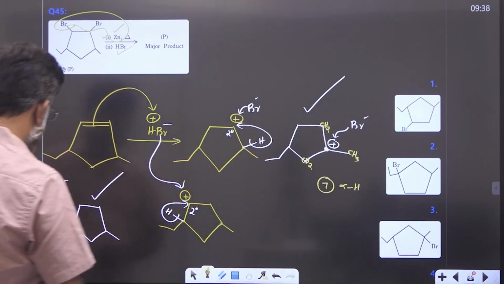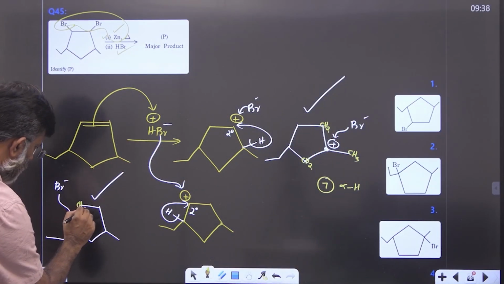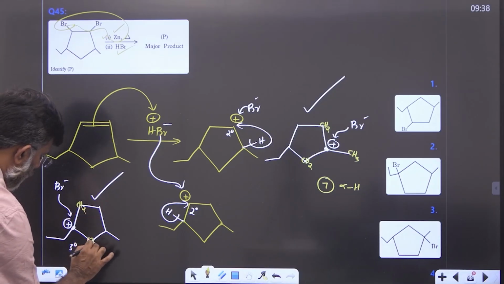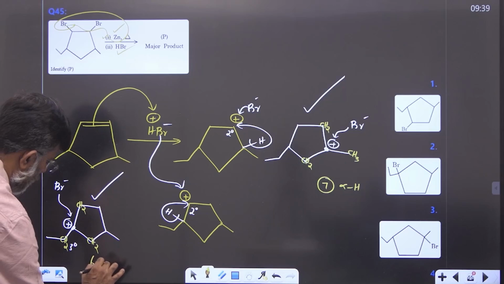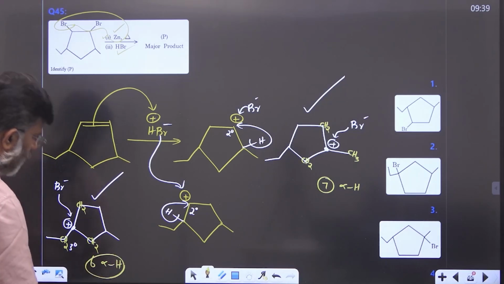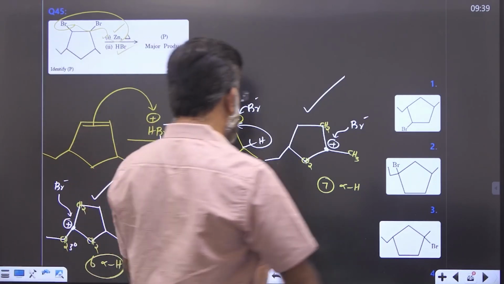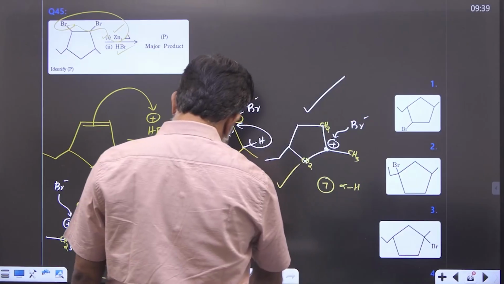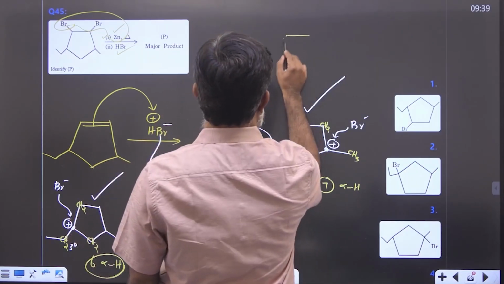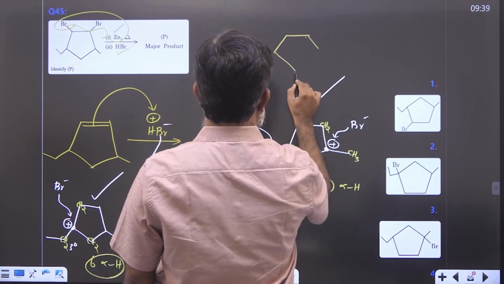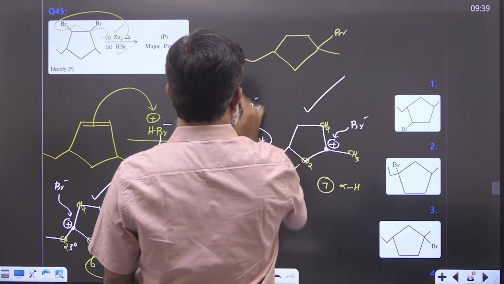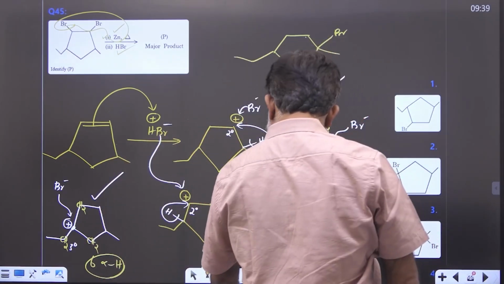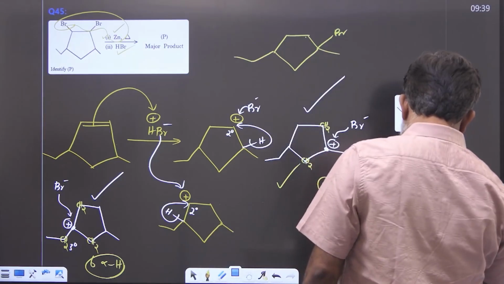Coming on to this side. This is an alpha carbon, CH2. This is an alpha carbon, CH2. This is an alpha carbon, CH2. There are 6 alpha hydrogens over here. So definitely the possibility is this product, and the major product will be this one. And that means the third choice will be our correct answer.